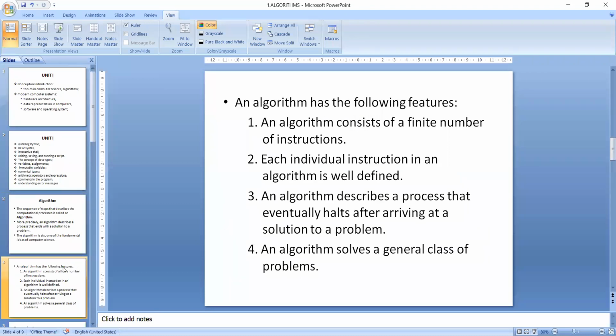So next, how can we represent an algorithm? We have to follow some features to represent an algorithm. First, an algorithm consists of a finite number of instructions. Here, an instruction is nothing but some rules. You have to follow some rules.